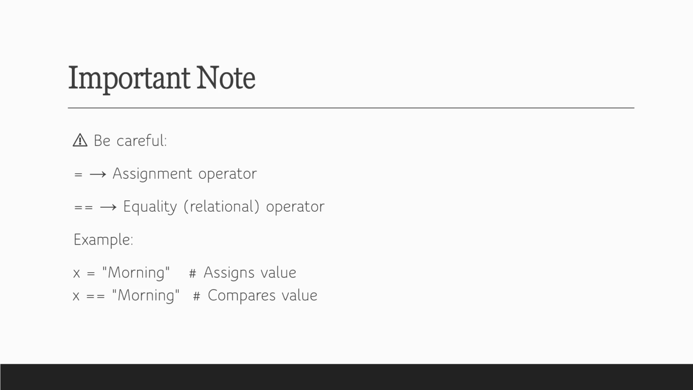Let us understand this with an example. When we write variable x equal to morning using a single equal sign, we are assigning the value morning to the variable x. But when we write variable x double equal to morning, we are comparing the value stored in x with the word morning. So remember, a single equal sign assigns a value, while double equal signs compare values. Always be careful while writing your programs, because using the wrong operator can change the meaning of your code.